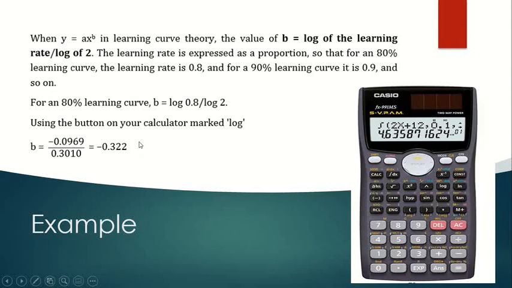Right, so just try a few examples. If our learning rate is 90%, what will be the learning index? If the learning rate is 65%, what will be the learning index? Likewise, just try and see. What we want to change is only the learning rate. Remember, learning rate we want to use as a decimal. This log 2 will be constant. So log learning rate divided by log 2, and we can find the b.